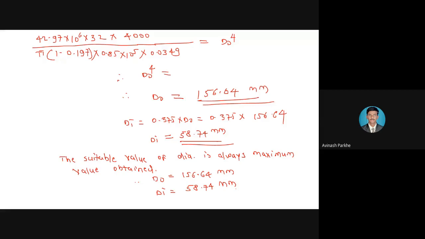Do the calculations immediately and tell me the answer in the chat box. DO is equal to 156 point something and DI is equal to 58.74. At the end, after the comparison, you have to write down this particular line. The suitable value of diameter is always the maximum value obtained.